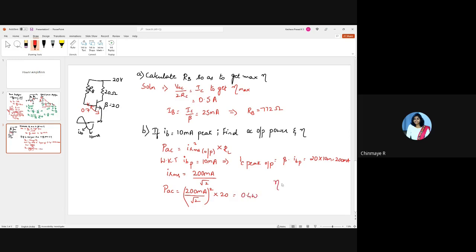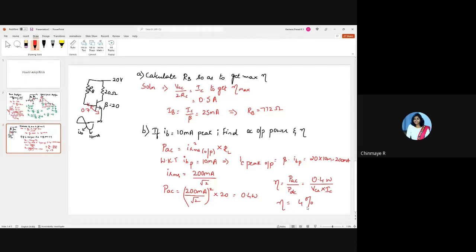Now can you calculate what is the efficiency? All of you know what is PAC, which is 0.4 watt. What will be PDC? This will be VCC into IC. IC you know is 0.5 ampere. You know what is VCC, that's 20 volts. So VCC into IC is how much? What's the DC power? 10 watts. Right? So DC power is 10 watts. So here you can see that the efficiency is just 4%.